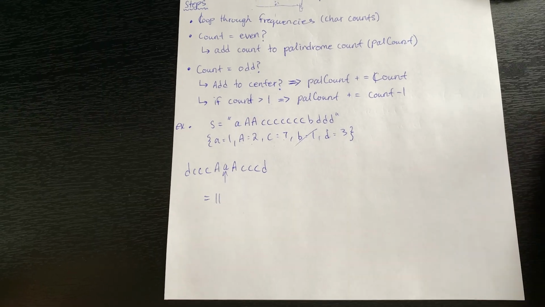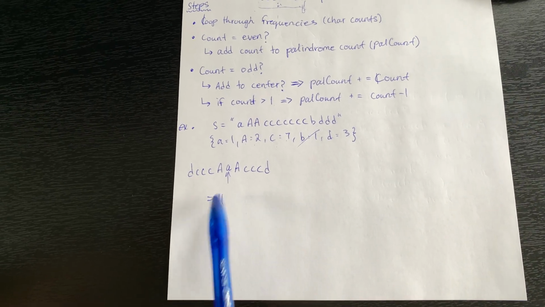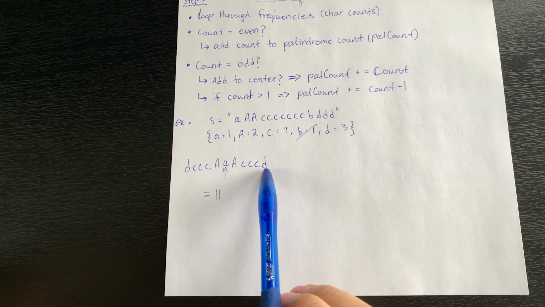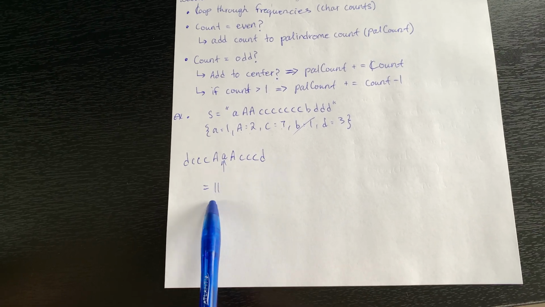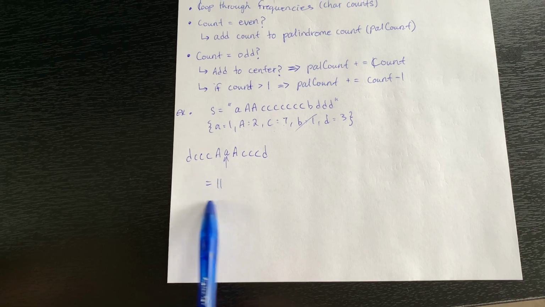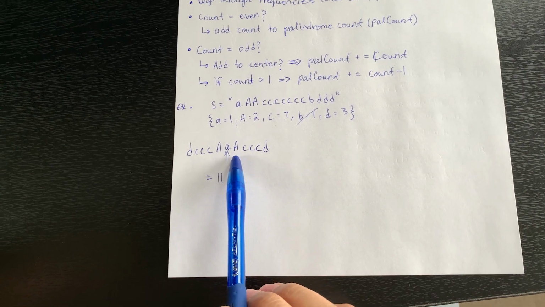I also do want to just clarify that in the code, I'm not going to be building this entire palindrome as a string. I'm just going to be keeping track of the length and what that length would be if I were to be building this palindrome.